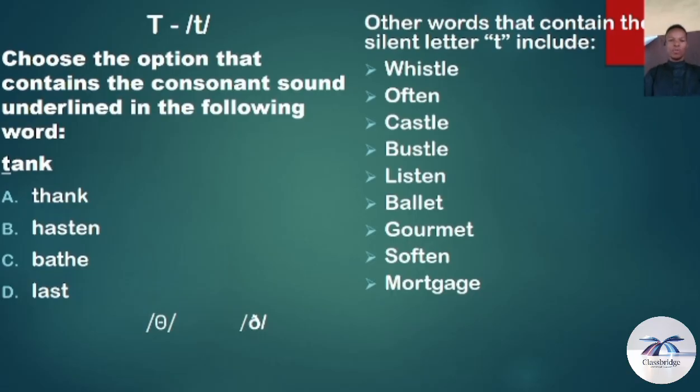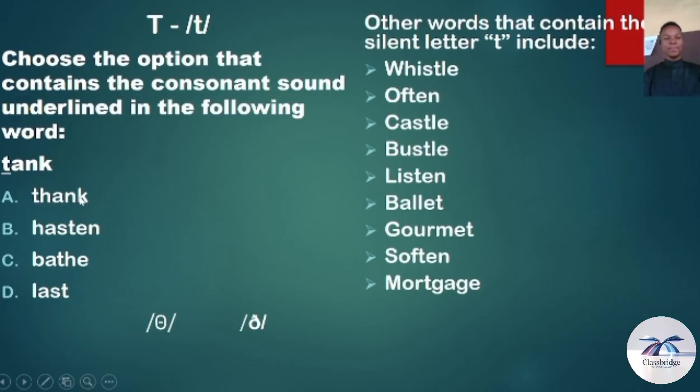The same model question that we had in the previous silent letter is what we are going to use again. It says, choose the option that contains the consonant sound underlined in the following word. And the word we have here is tank. The underlined sound is T. Now let's look at the options that we have.